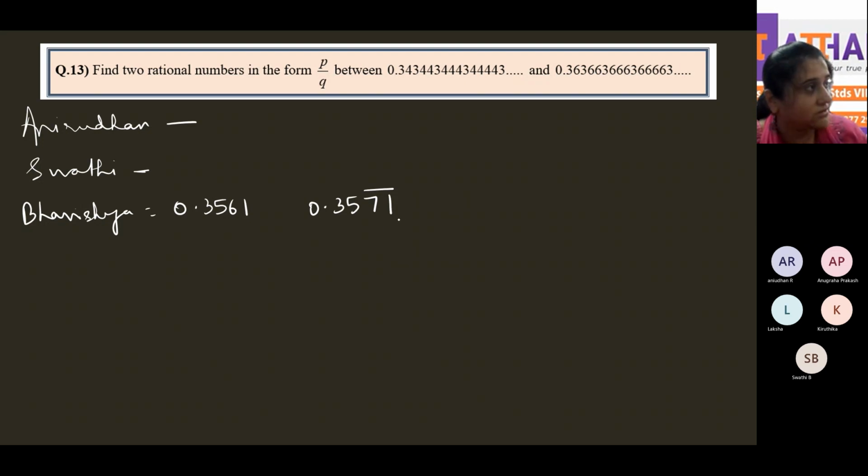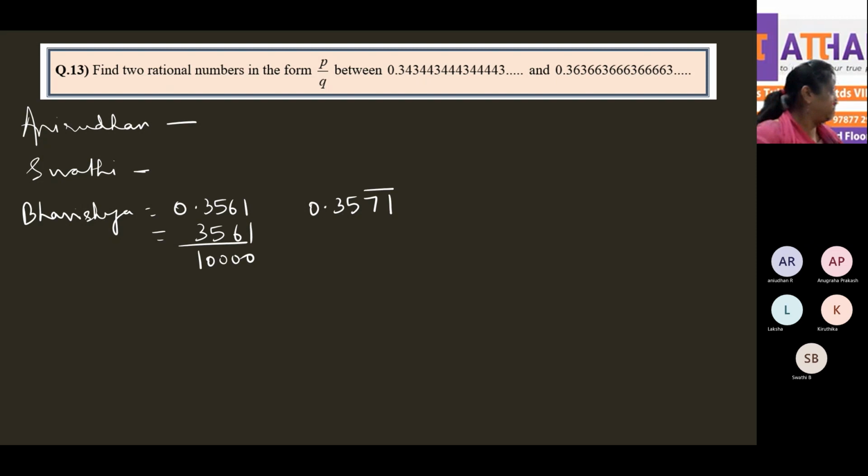Recurring. Correct. Both are rational numbers. Terminating and non-terminating repeating decimals are rational numbers. So now the P by Q form for this one will be 3561 divided by 1 followed by 4 zeros.